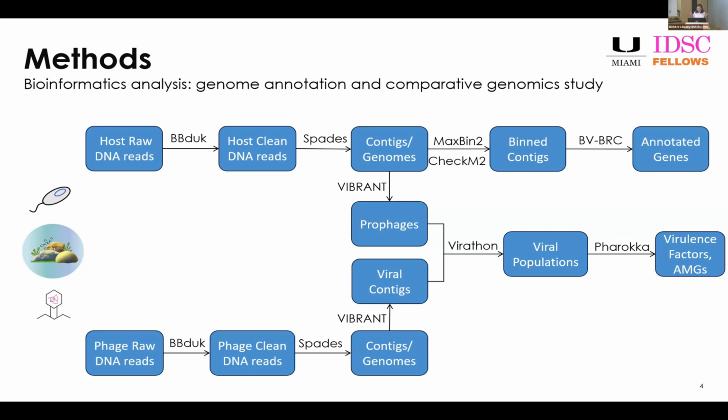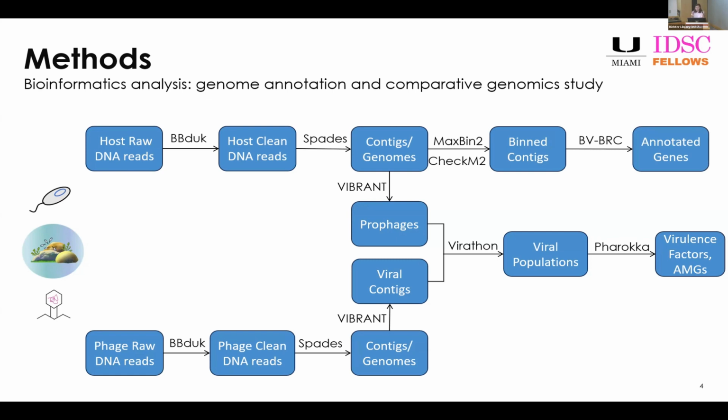Then I assembled these quality-controlled reads into bigger pieces that we call contigs using SPAdes. Then I was trying to look for viruses within bacteria, which are the prophages, and the viruses within the isolates that I got, and I used VIBRANT for that. Then I combined the data that I had, and I looked at how similar these viruses are. I used vConTACT for that.